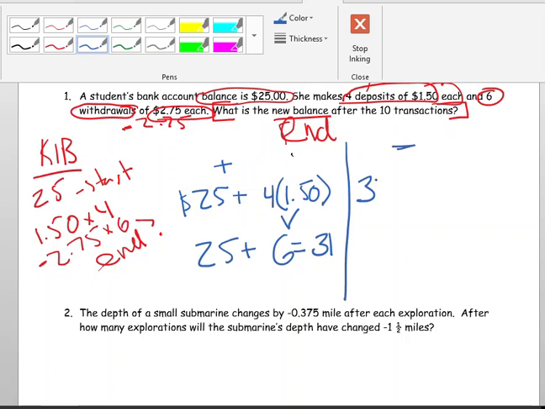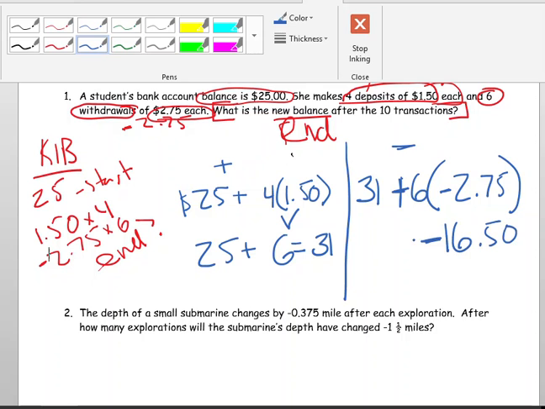Okay. So I have 31 minus, actually, I'm going to do 31 plus, and you'll see why here. 6 times negative 2.75. Okay, so I'm combining still. I'm still going to have that negative. It's going to go down. So when I do 6 times negative 2.75, what I should get is $16.50. So I have negative $16.50.